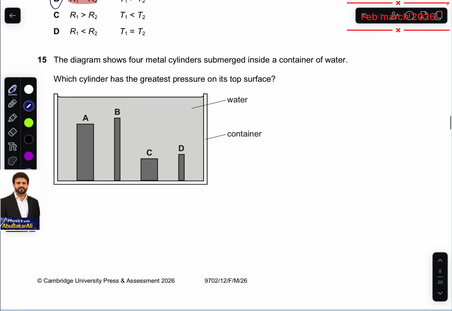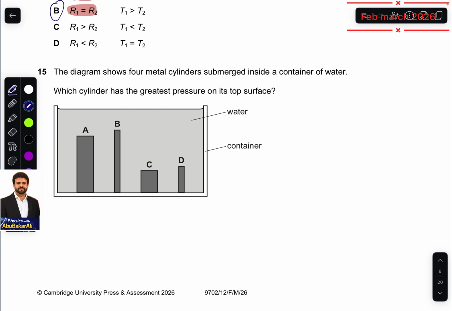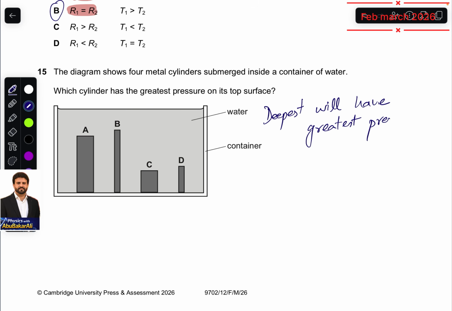Moving forward, question 15. The diagram shows four metal cylinders submerged inside a container of water. Which cylinder has the greatest pressure on the top of it? You just have to keep in mind that the deepest will have the greatest pressure. Why? Because pressure is rho g h. It depends on this depth. So it's option C, that is correct.